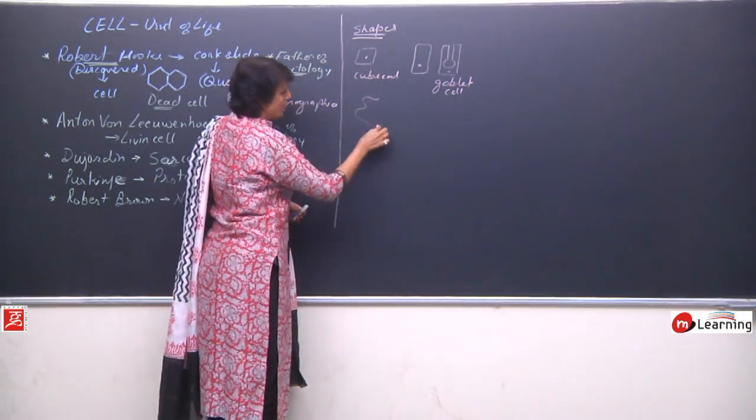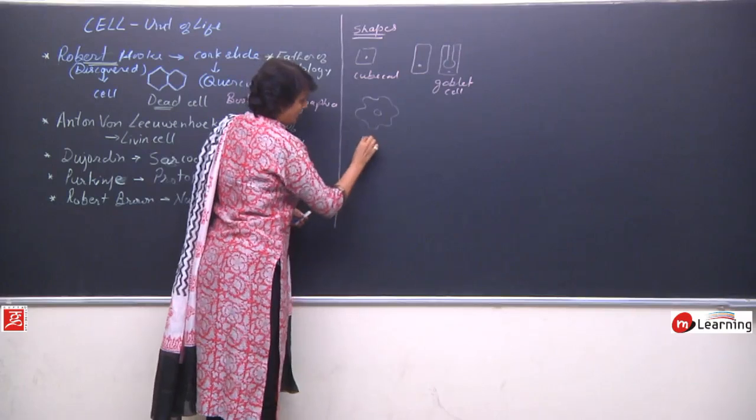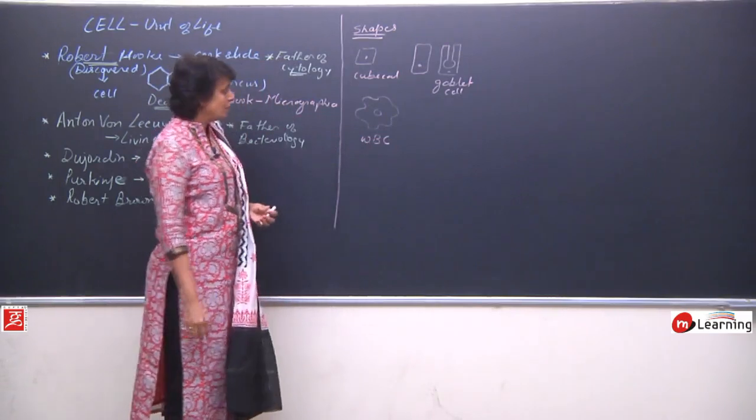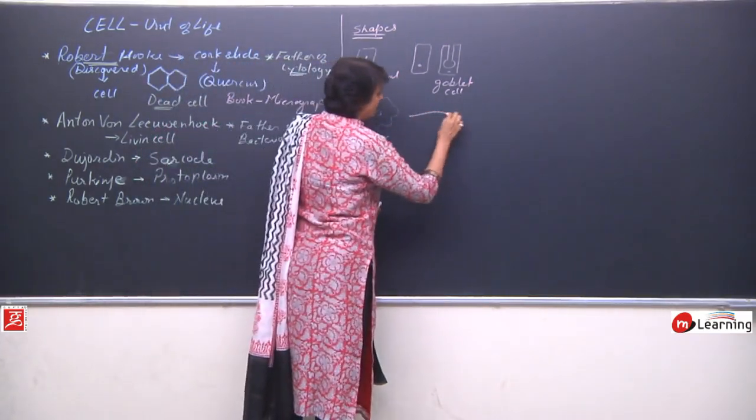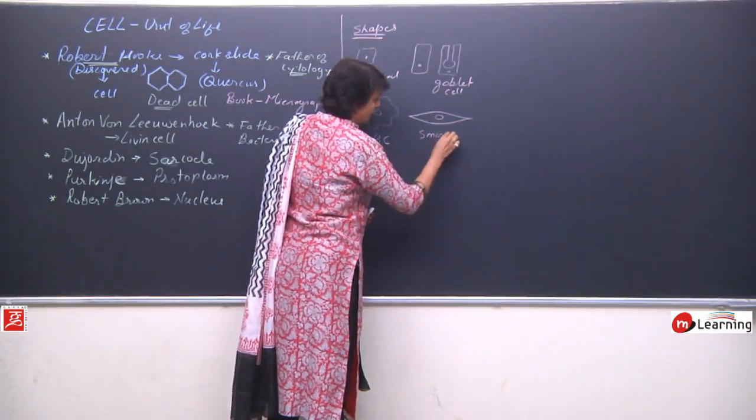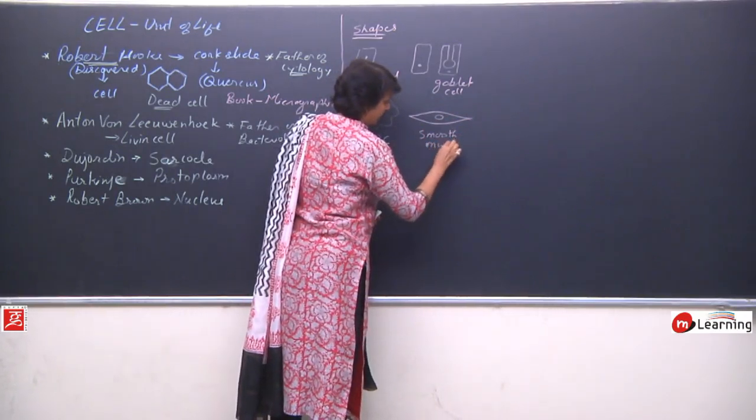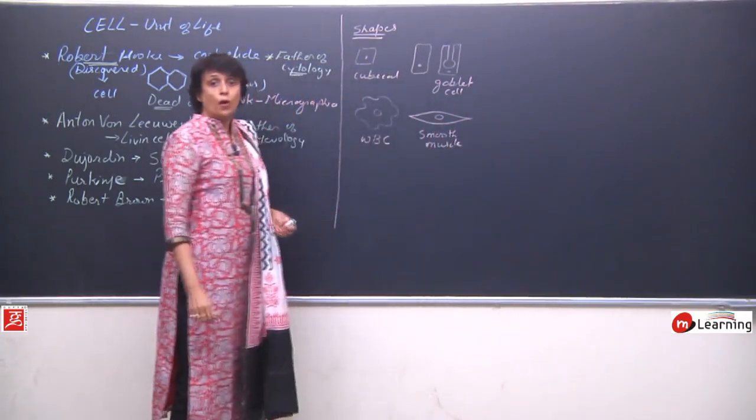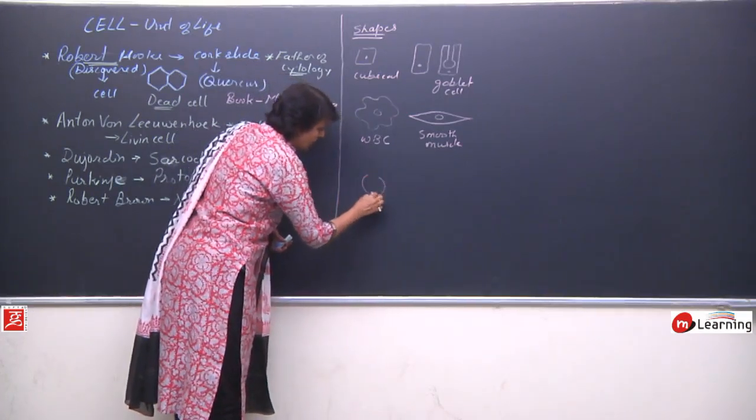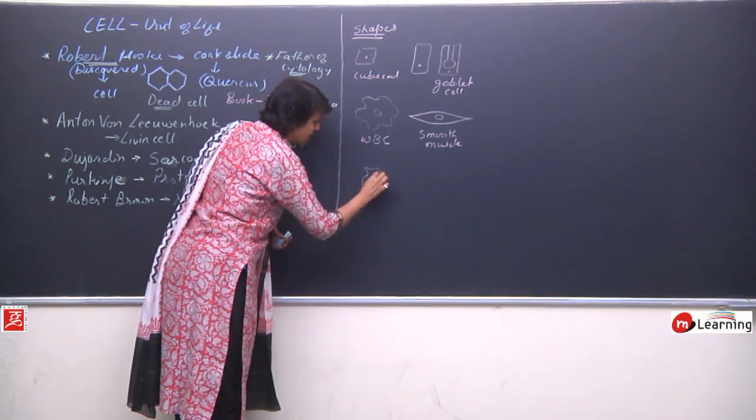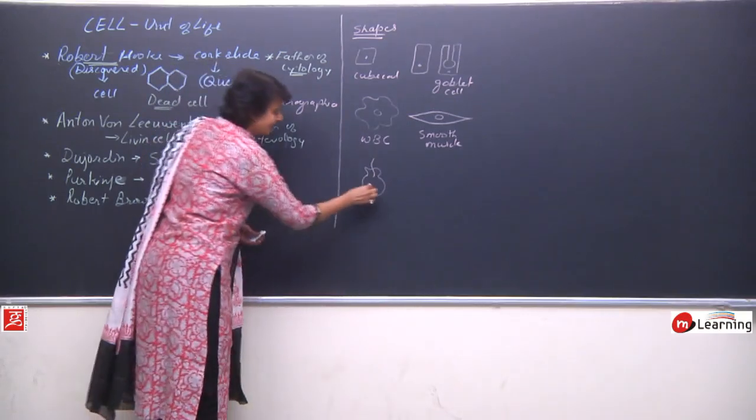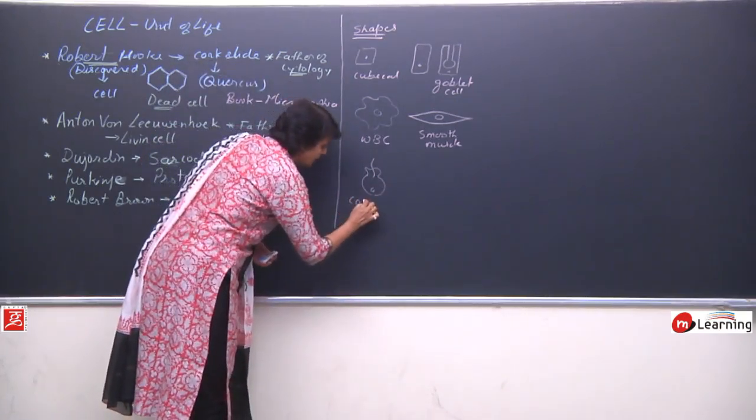Irregular shape is also very common in cells. The WBCs, that is white blood corpuscles, they are irregular in shape. If we see the smooth muscle fibers, they are spindle shaped. In sponges, there is a special type of cell which has a circular part as well as a small part which appears like a collar and a cilium arising from here. These cells are known as choanocytes.